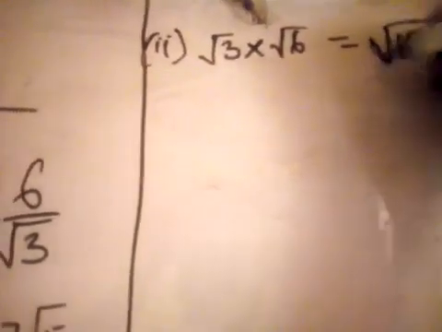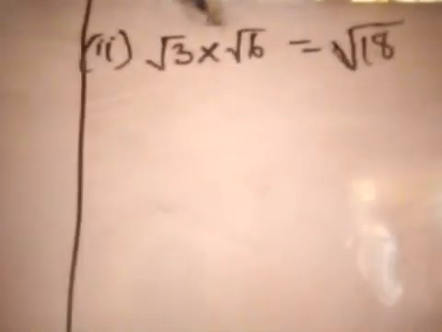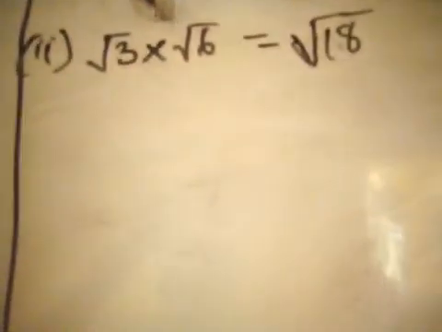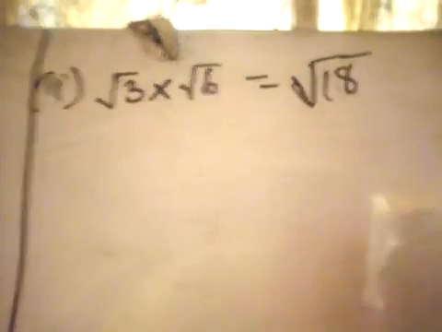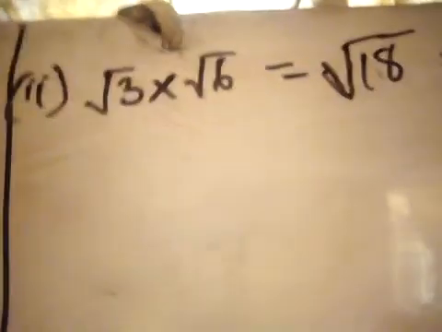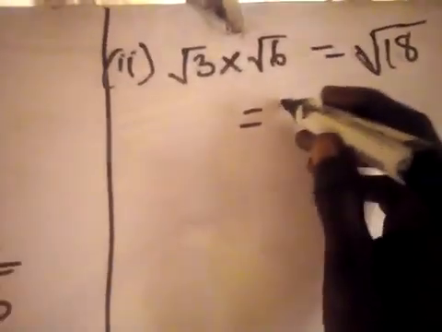But this can still give us, we can still simplify this. Why? It gives us a perfect square and a whole number. 2 times 9 will give us 18. So that means you can say 2 times 9 will give us 18. From there we break it down, we separate it.